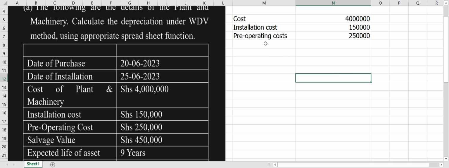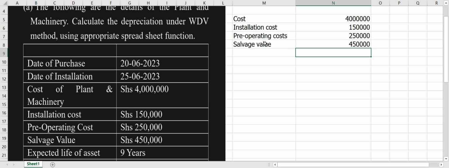Then you've been given the salvage value as 450,000, and then the expected life, that's 9 years. Yeah, that's what we have.